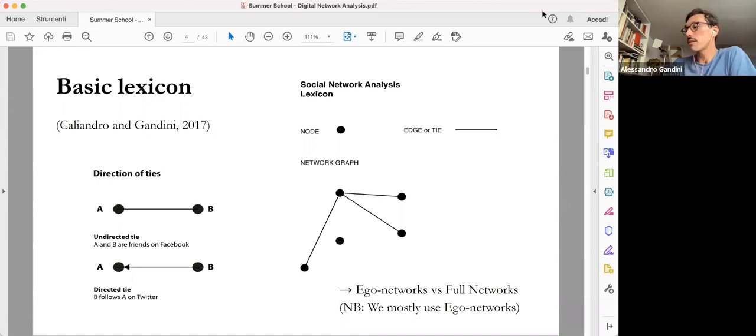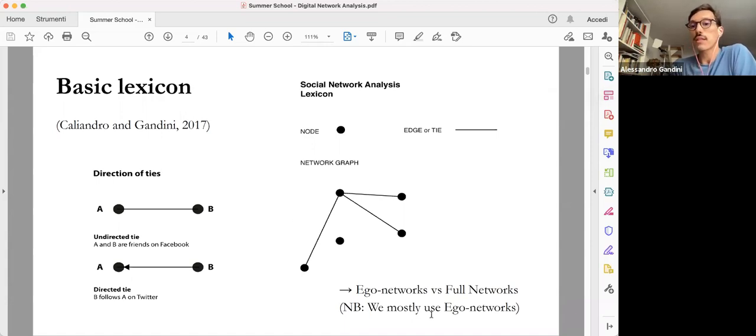Conversely, on Twitter or Instagram, you typically would find that connections are directed. It doesn't mean you have to draw them as directed. You can also use these connections and analyze them as undirected, because it depends on the research question. But typically, if user B follows A on Twitter, it means we have the potential to have a directed tie there. And the same goes for Instagram. When you have the following principle in social network analysis, this translates into a directed tie.